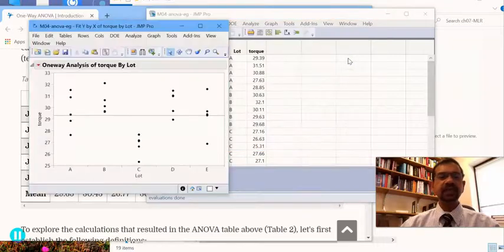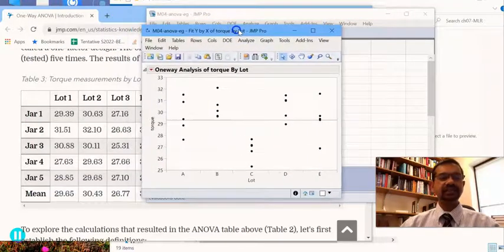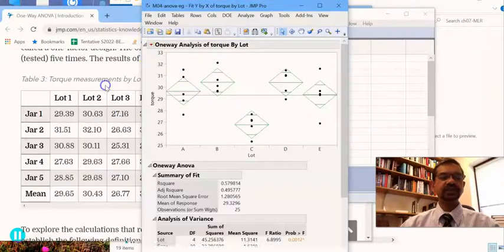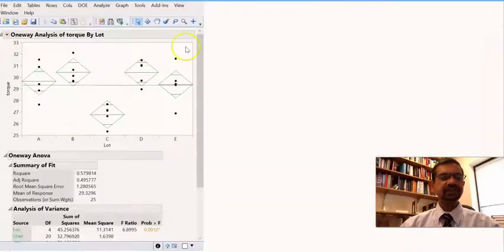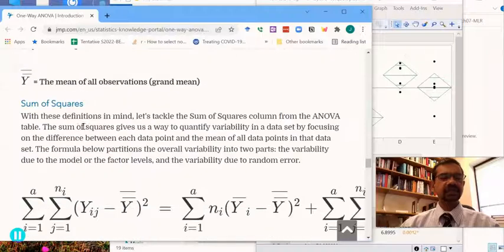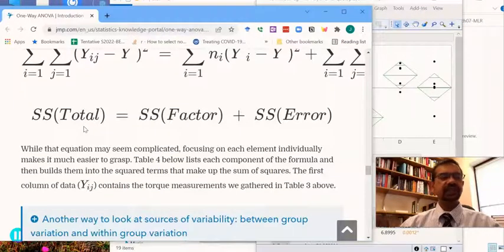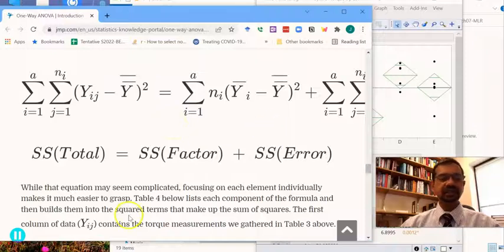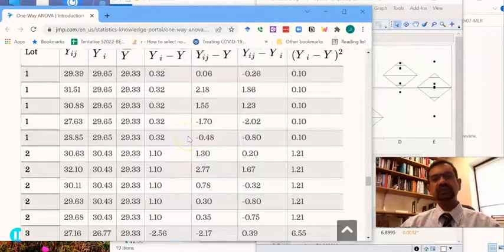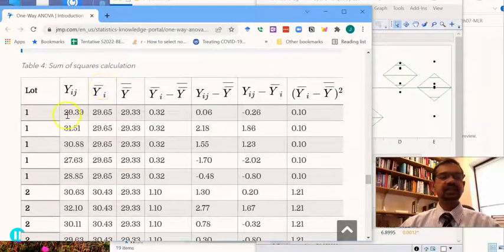If we click OK, here again JMP just gives us the minimal output, but we can click on the little red arrow and then look for ANOVA. Now we get a rich array of statistics. If we look at the original table, the way we do ANOVA is we capture the sum of squares total, and then we look at the sum of squares factor, given by this formula, and the sum of squared errors. To do all these computations, these are our individual values.